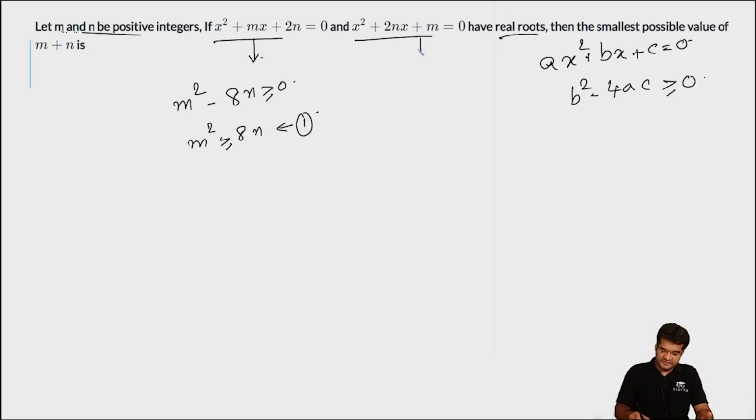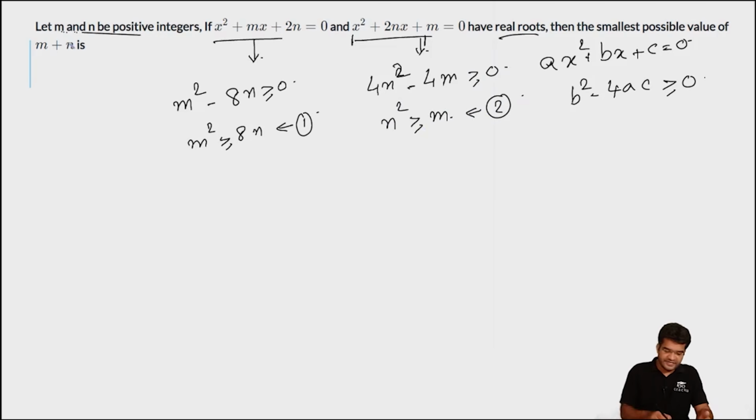The second quadratic equation will have real roots if again its own discriminant is greater than or equal to 0. That would imply that 4n square minus 4 times the coefficient of x square, which is 1, and the constant term, which is m. So 4n square minus 4m is greater than or equal to 0, or n square is greater than or equal to m. This is the second inequality.